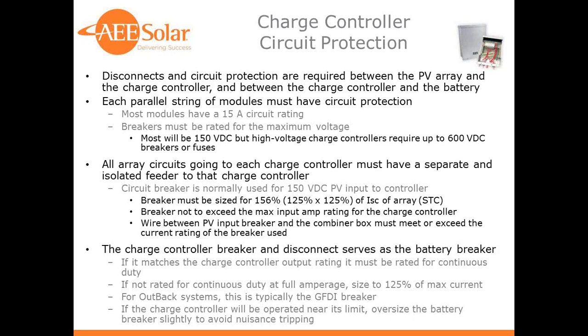But in general, you have a PV array to a charge controller to a battery with overcurrent protection in between, and then if you need to have multiple controllers, they need to have separate arrays and separate wiring. You can't really combine them together. The charge controller array breaker and disconnect serves as a battery breaker.